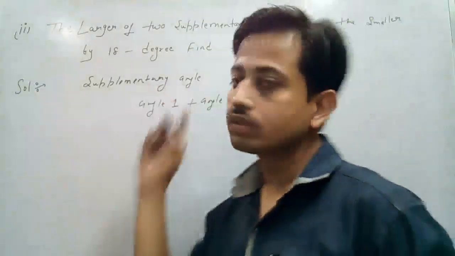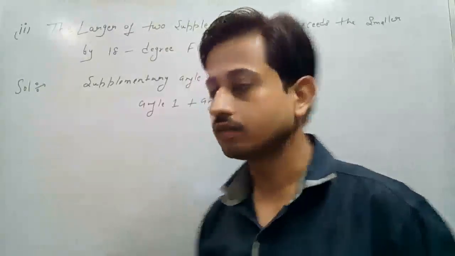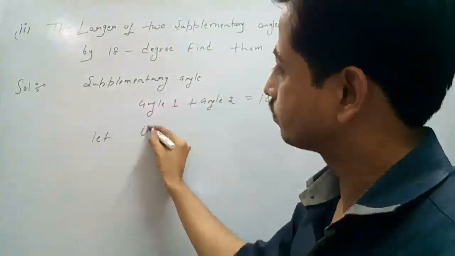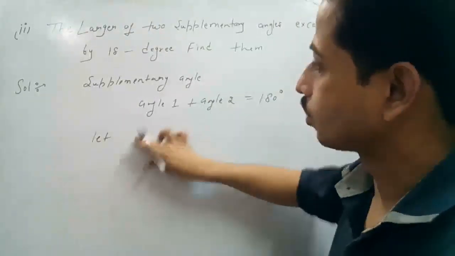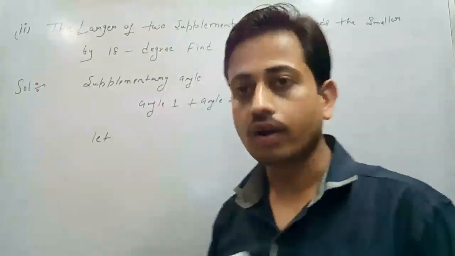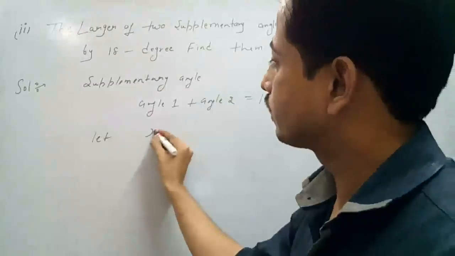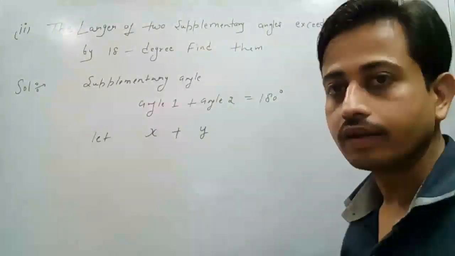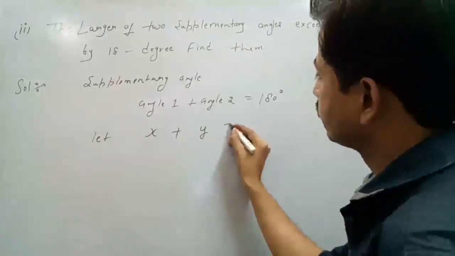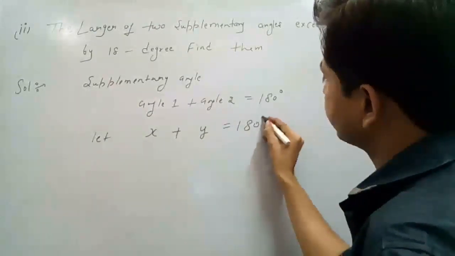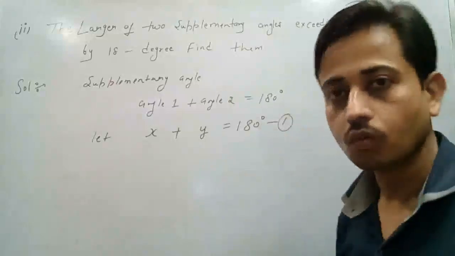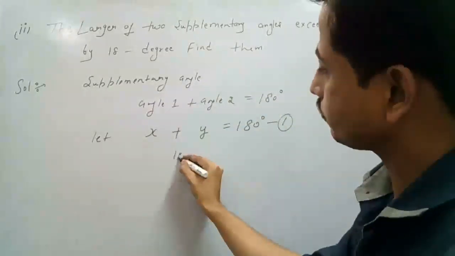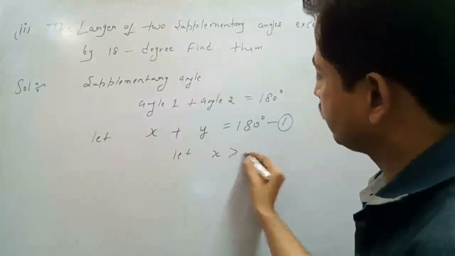But we don't know our first angle. So let angle 1 be theta 1. Sorry, I am going to represent them as x and y. So angle 1 is x and angle 2 is y. Then x plus y is equal to 180 degrees. This is equation 1. I am considering that x is greater than y.